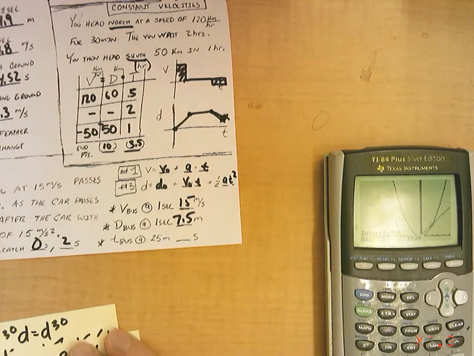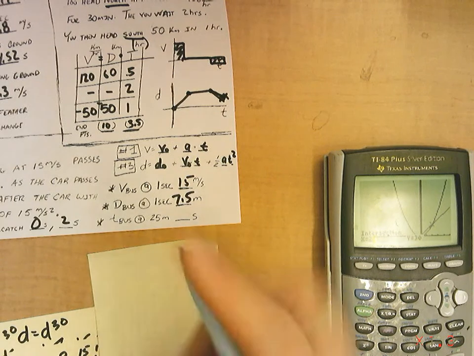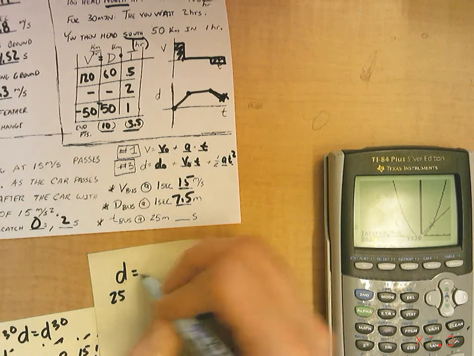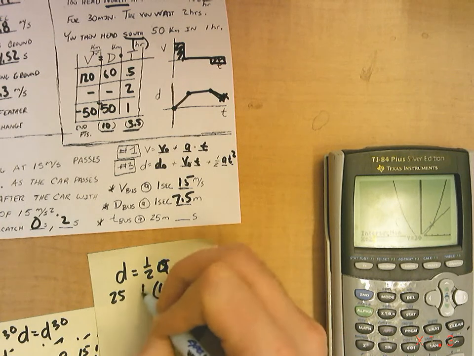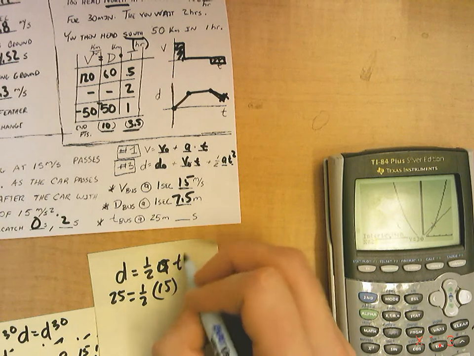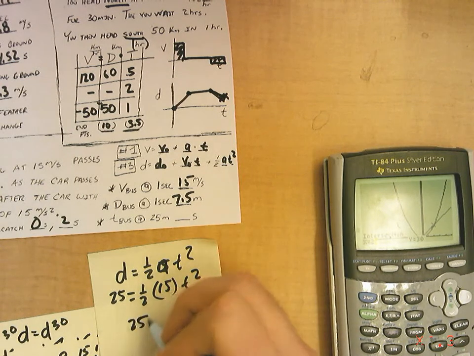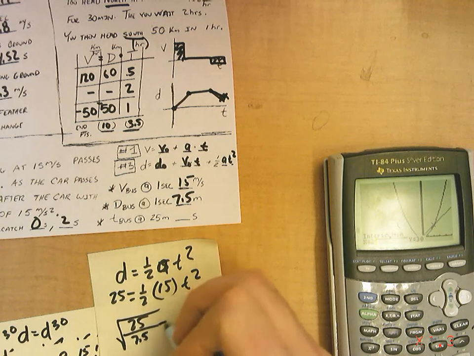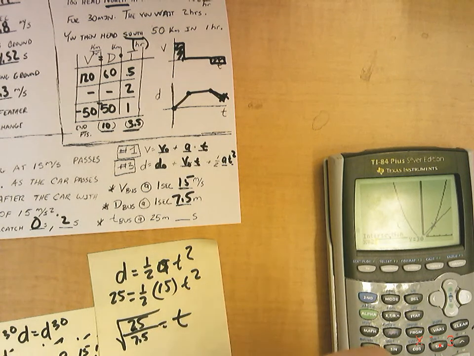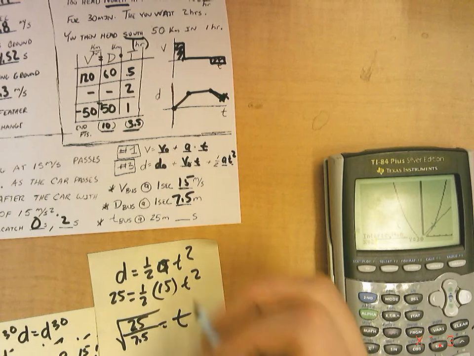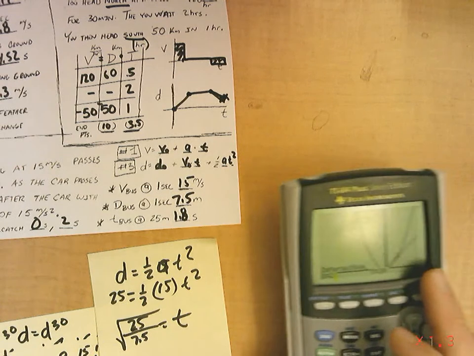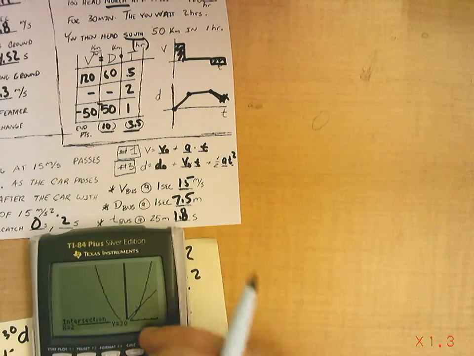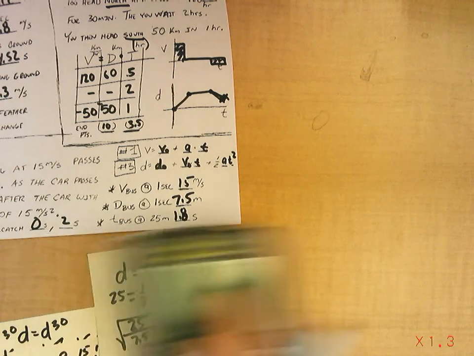And the time at 25 meters. So how does that work? Well, we put in for d 25 equals 1/2 of 15, or a, 7.5 times t squared. So we get the square root of 25 over 7.5 equals t. And that comes down to 1.8 seconds. Or you could just put in, to check that, a value of 1.8 and see. You can do all kinds of stuff.